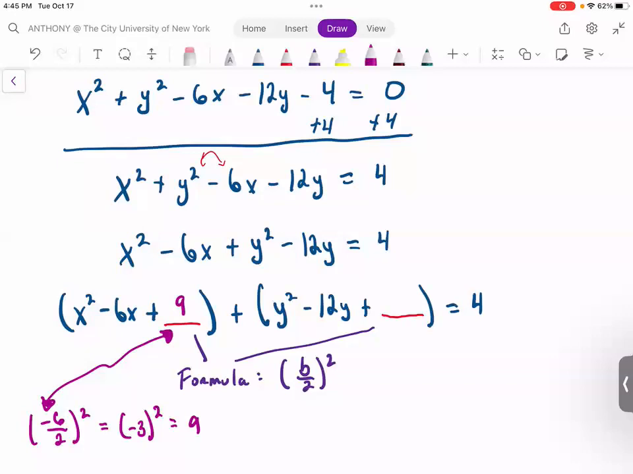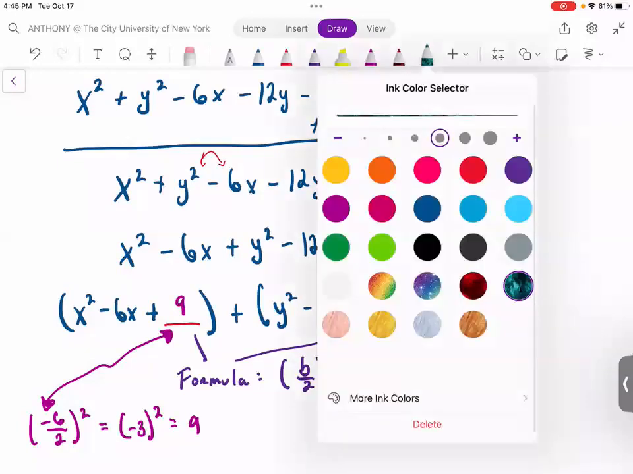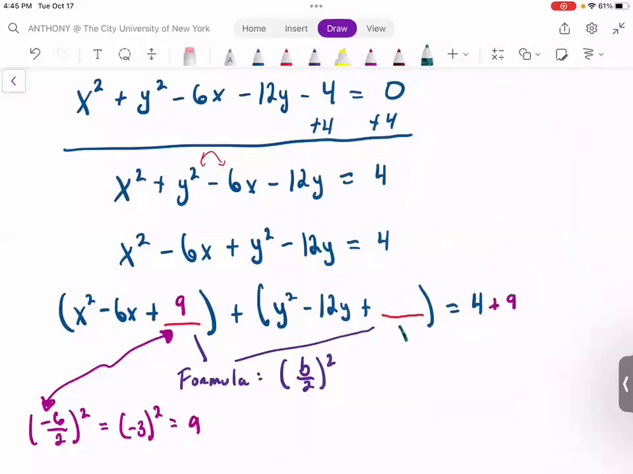However, be careful with this. Pay attention, everybody. Ultimately, we're dealing with an equation. So if I add 9 to one side of the equation, then I've got to add 9 on the other side. So I'm going to say plus 9 here. Okay, let's repeat the process. Now to fill in the second blank, we take the value of b and divide it by 2. So what's the value of b here?